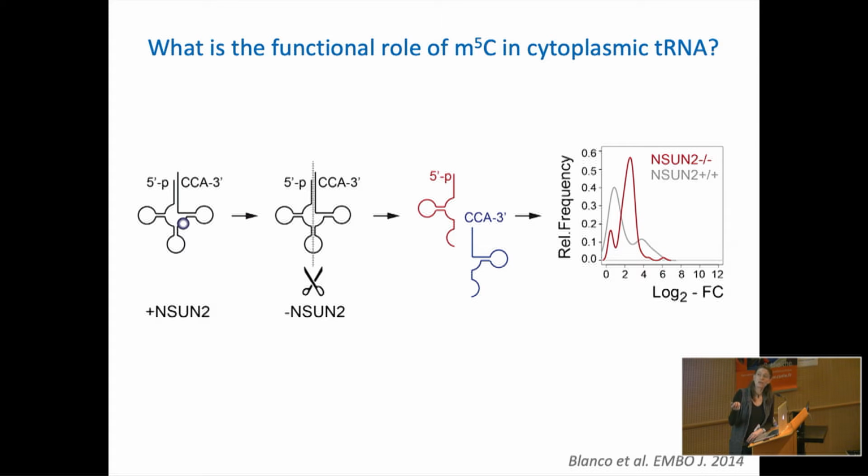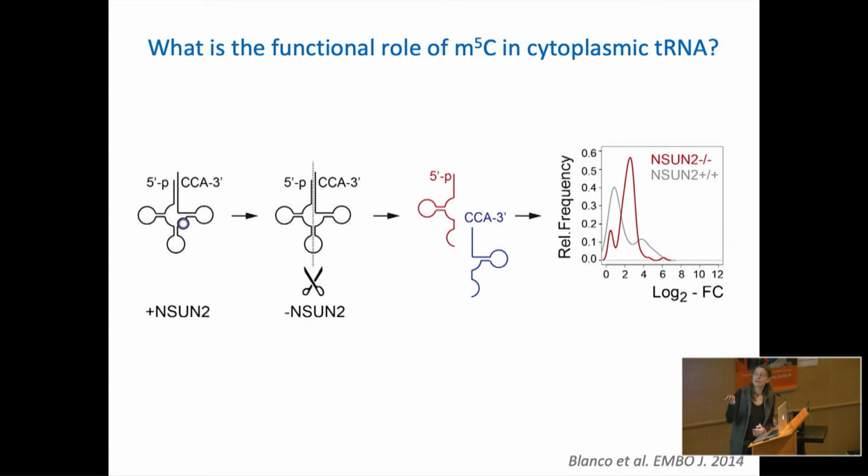So here is the enzyme 2-mediated methylation in the variable loop. If the tRNAs lack this modification, they increase the affinity to an endonuclease. In this case, the endonuclease is angiogenin. Angiogenin is long known to cut tRNAs right through the middle here and generates these 2 tRNA-derived fragments that then accumulate in the cell.